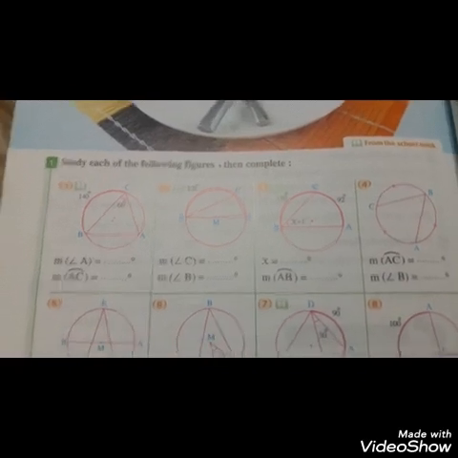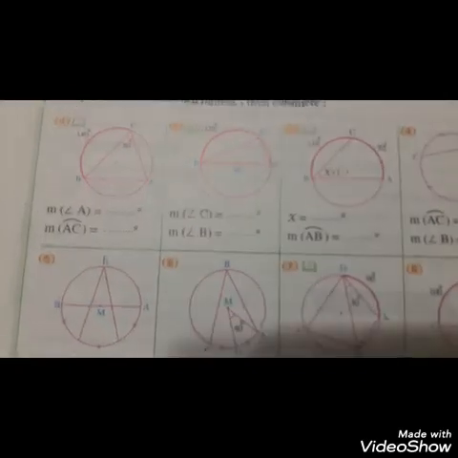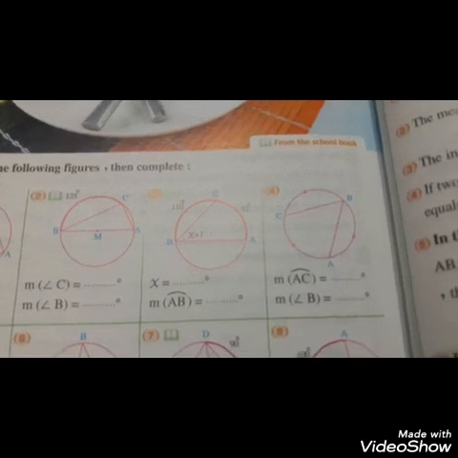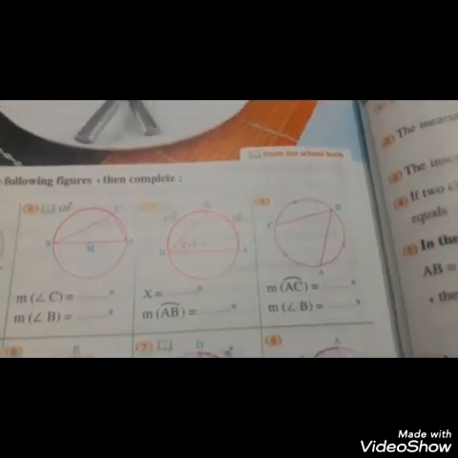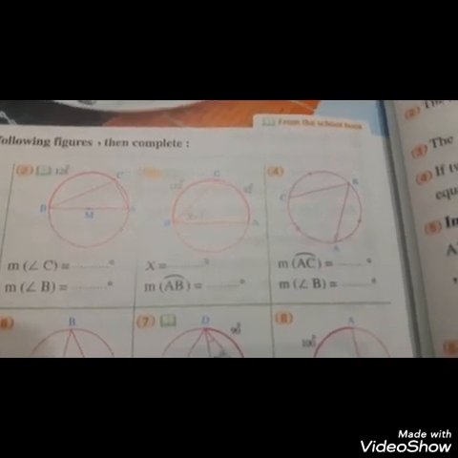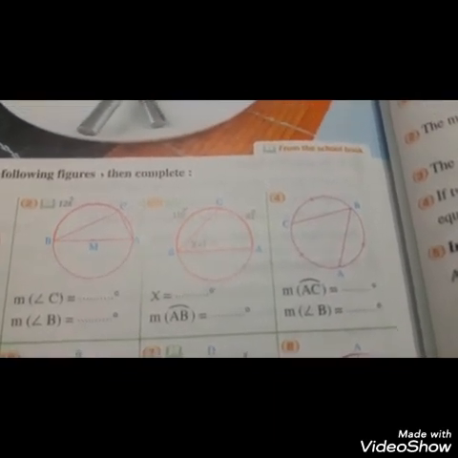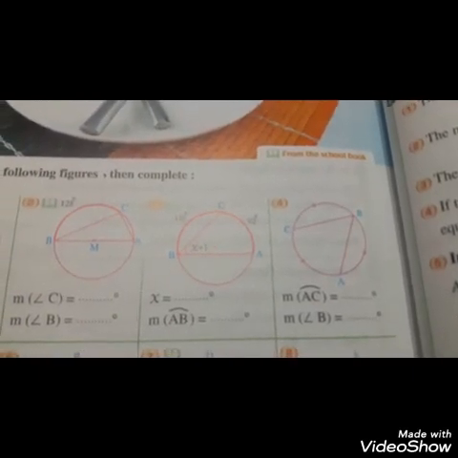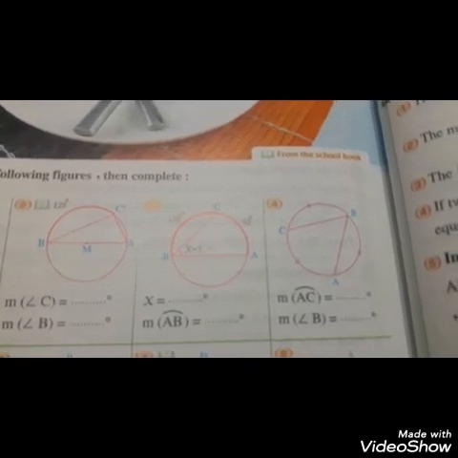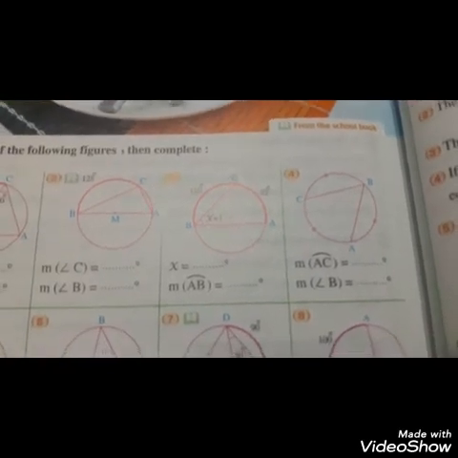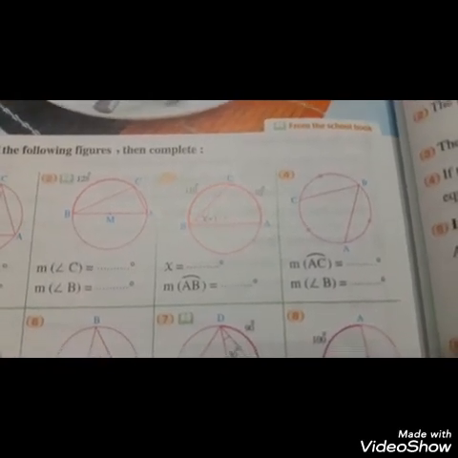And now in figure number 3, we want to get X. You know that X is the measure of the angle B, which equals half of 92 equals 46 degrees. Then X plus 1 equals 46. Then X equals 45 by subtracting 1.